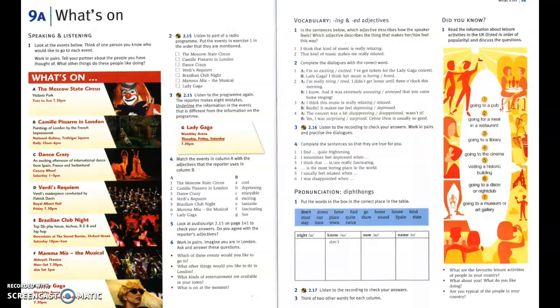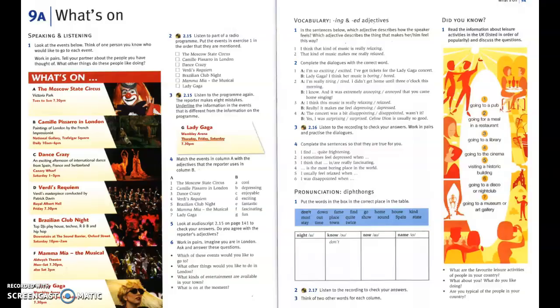This screencast is to support the teaching of this lesson. It is from Straightforward Pre-Intermediate by Philip Kerr, P. Kerr, K-E-R-R, and the publisher is Macmillan. And this is lesson 9A, and you're going to need a few things.